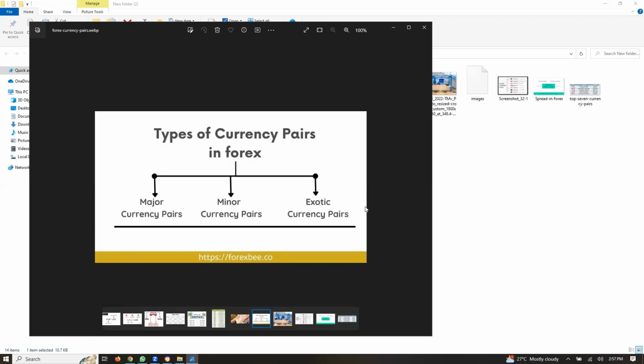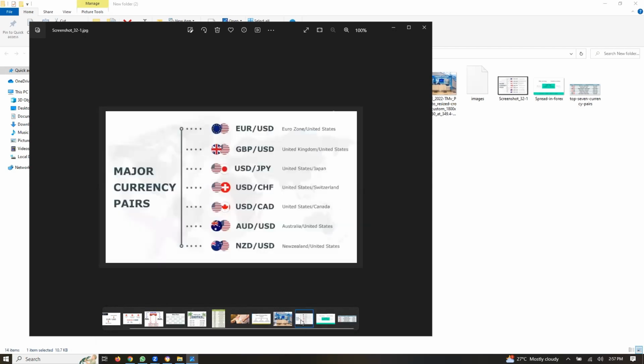And we also have what we call minor currency pairs. The minor currency pairs are the pairing against each other of these strong currencies we're talking about, with the exception of the US dollar. I don't know whether you guys are getting what I'm saying. So for instance, let me check, since I have an image of major pairs here. Okay, you can see what I'm talking about. Major currency pairs.